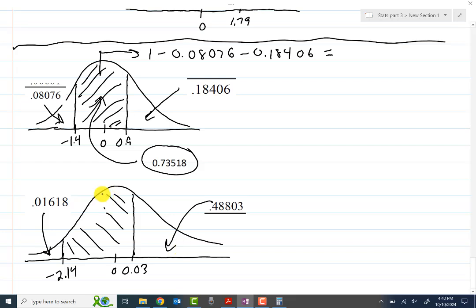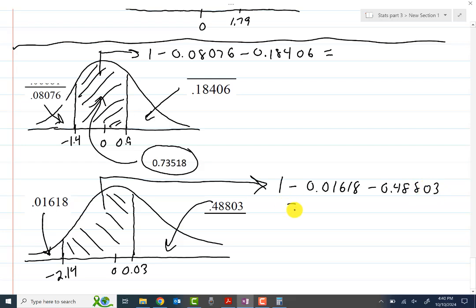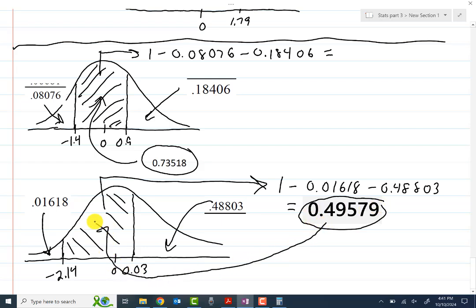And the area trapped in between, I'll put it over here, 1 minus 0.01618 minus 0.48803. So that area there, of course, is the area of our shaded region. Let me leave you one.